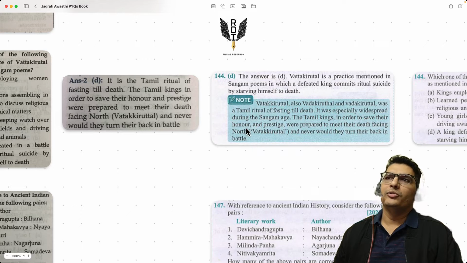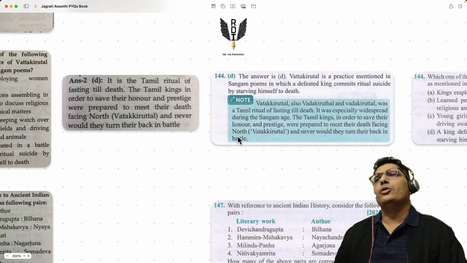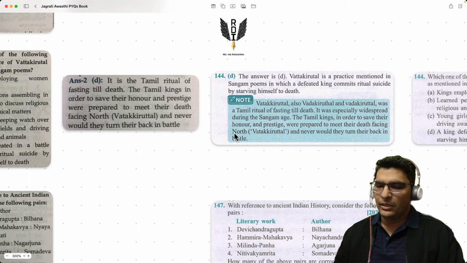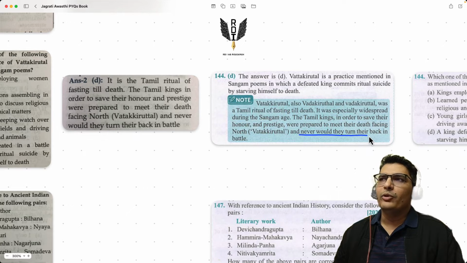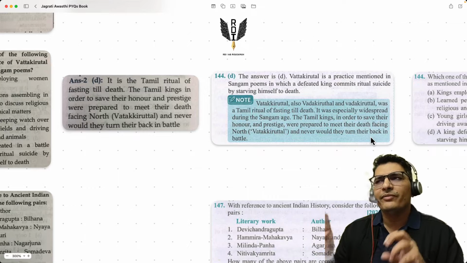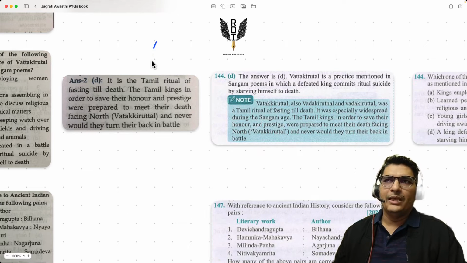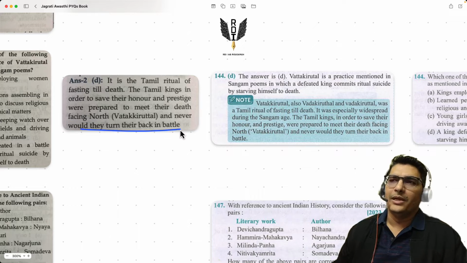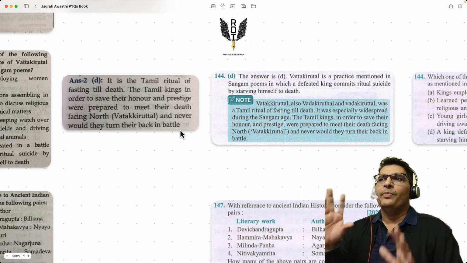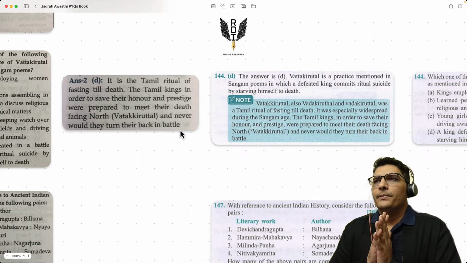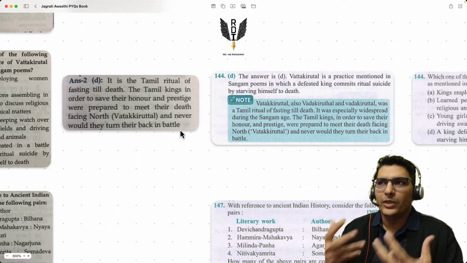But then the kind of information given here, this is non-relevant for the exam, right? Tamil kings, in order to save their honor, prestige, were prepared to meet their death facing north. Facing north, how does it matter? Facing north, and never would they turn their back. This is all just information copy pasted from Wikipedia. Same thing is in Jagrati Avasthi's book, right? Prepare to meet their death facing north, and never would they turn their back in battle. This is nonsense information.